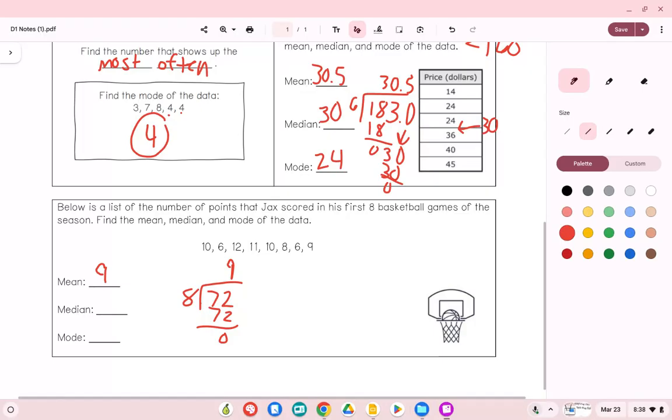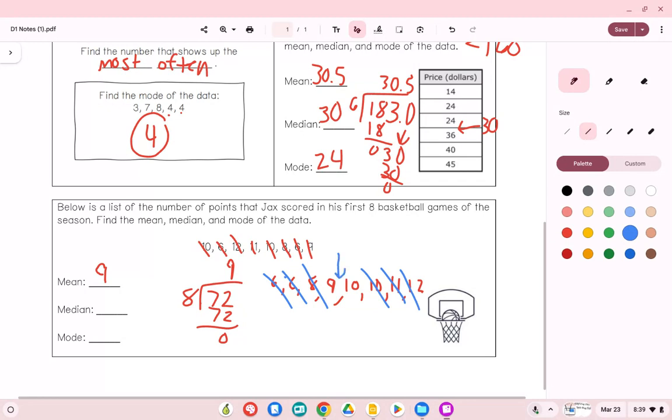The median is the middle, so I'm going to put them in order first. Let's see, I'll do that over here. 6, 6. I'm going to cross them off as I go so I don't repeat any. I see an 8 and a 9 and a 10, 10, 11, 12. All right, so I got them in order. I'm going to cross off the outer ones. 1, 2, 3. So I crossed off 3 from each side, and there are 2 numbers in the middle.